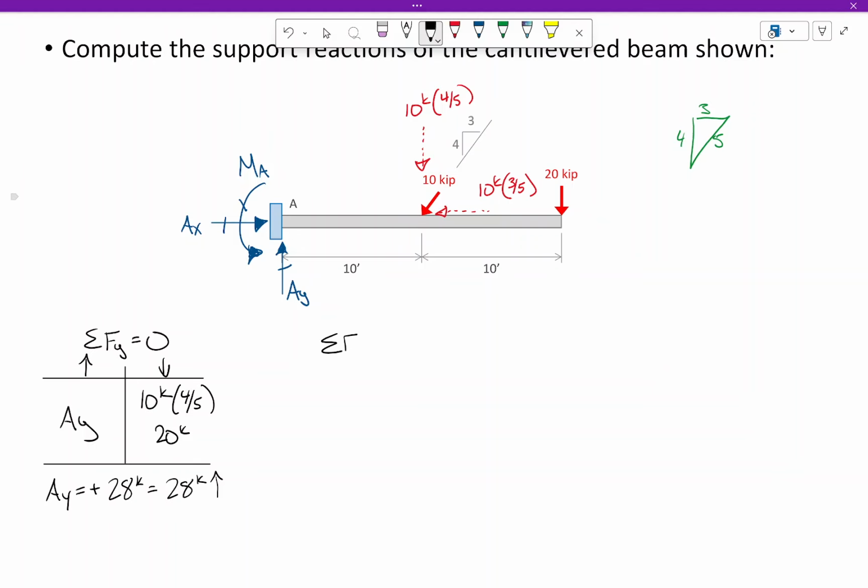Let's sum forces in the x direction. Okay? So what do we have? We have AX to the right. We have 10 kips times 3/5 to the left. So AX is 6.